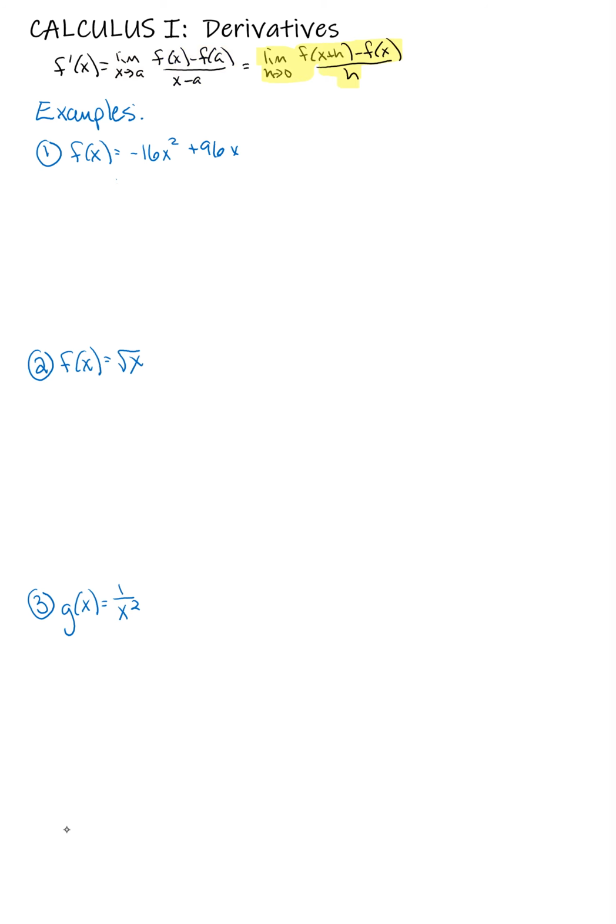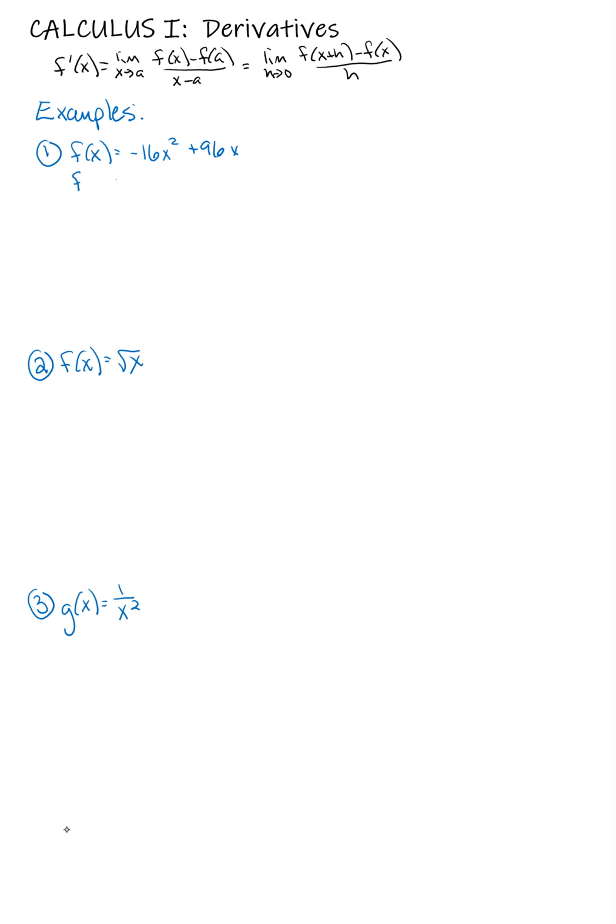And this is actually the one I'm going to use because I'm not evaluating my derivative at a specific a value. I don't have a specific a value. So I'm going to use the second one, the limit of the difference quotient. So let's take a look at f of x equal to negative 16x squared plus 96x.